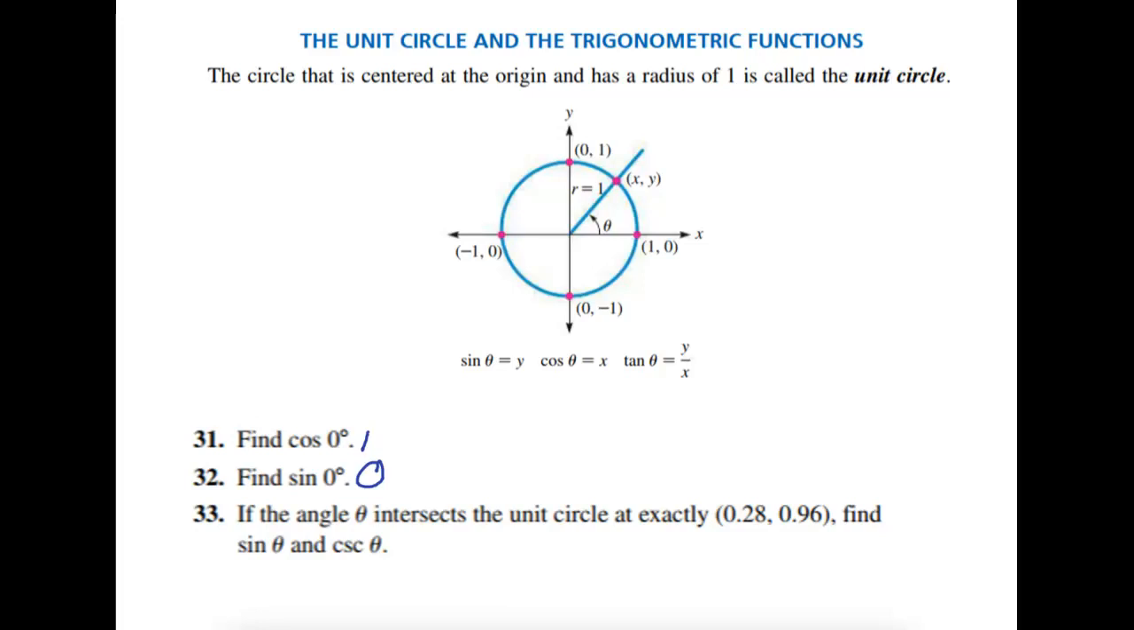And then if I have this unit circle that intersects exactly at that point. So the key here is they're telling me it's a unit circle. So that tells me r is equal to 1. Well, if that's the case, this is x and this is y. The sine is just y. So the sine of theta is 0.96. And the cosecant is the reciprocal of sine. So that would be 1 divided by 0.96.